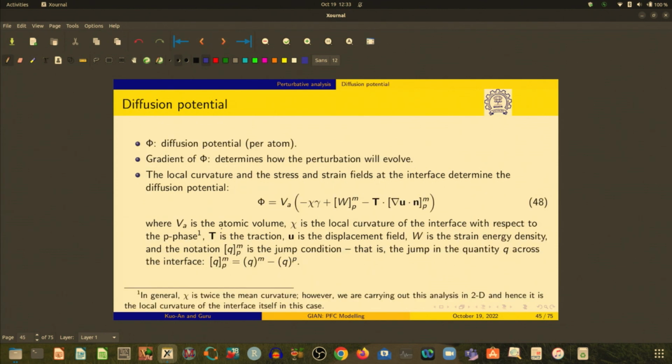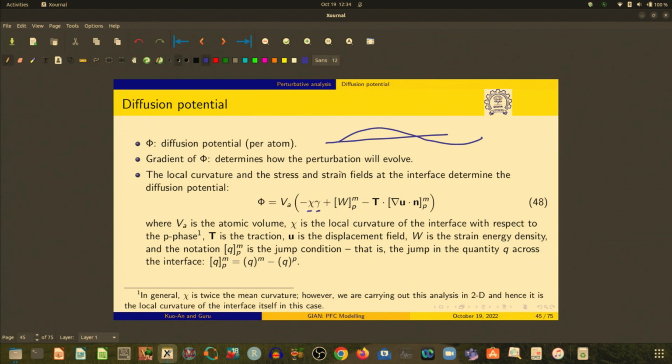Okay. So, let us call the diffusion potential per atom as pi. Now, obviously gradient of pi determines how perturbations will evolve, because that is what determines the mass flux. So, all you need to know is what is the diffusion potential when I have a perturbed interface. Now, the interfacial energy will obviously depend on the curvature of this. So, this is the curvature and this is the interfacial energy.